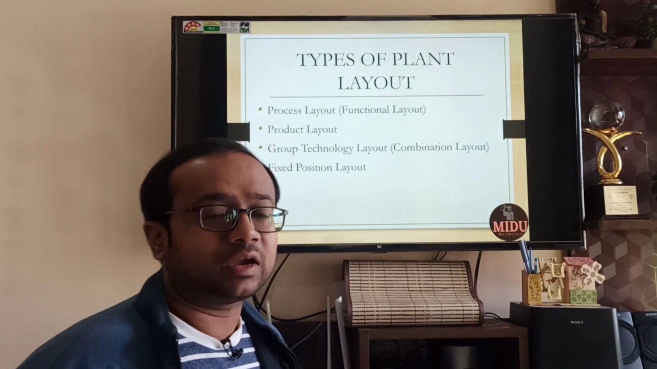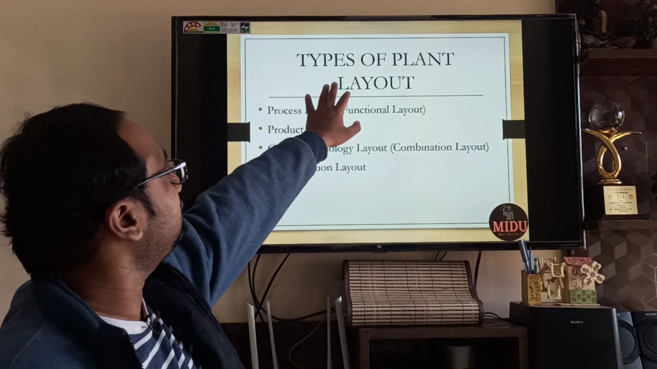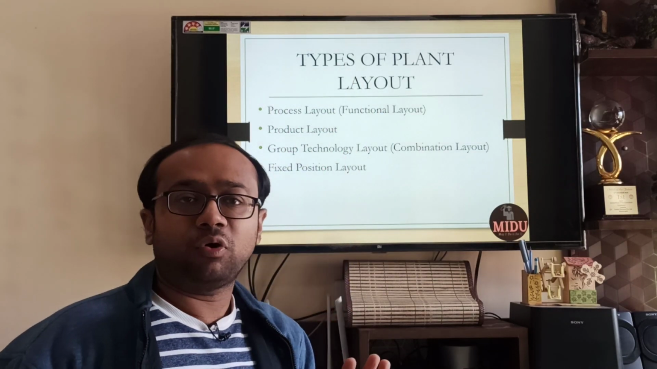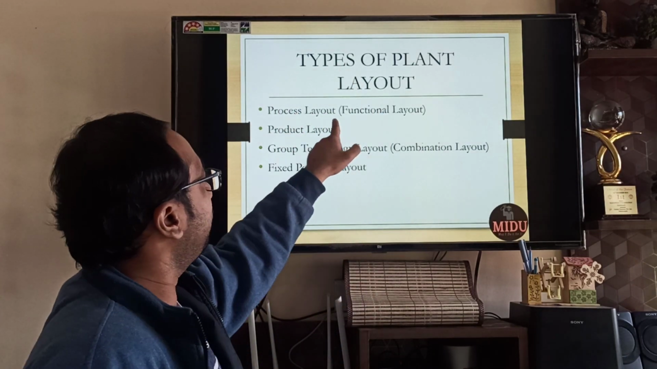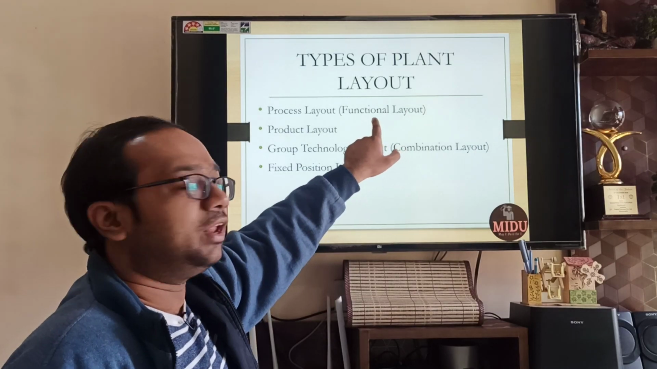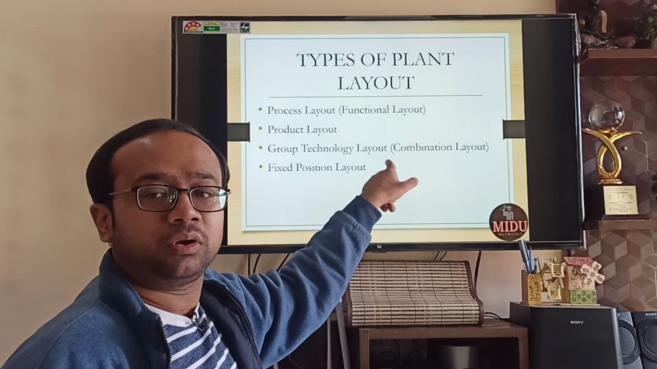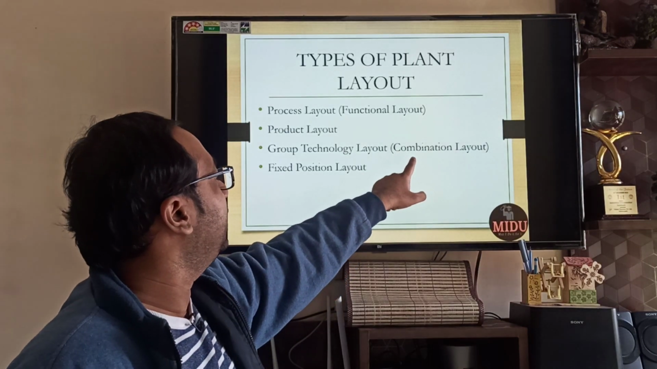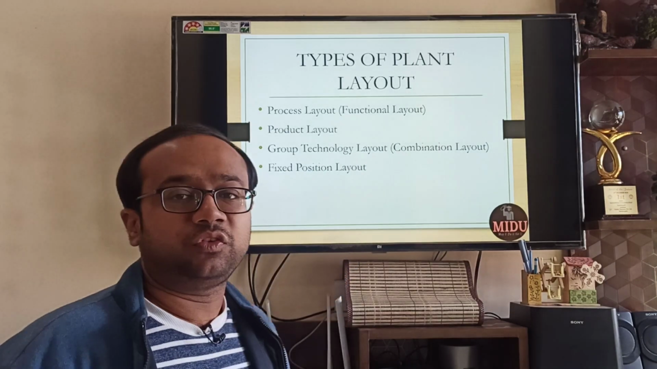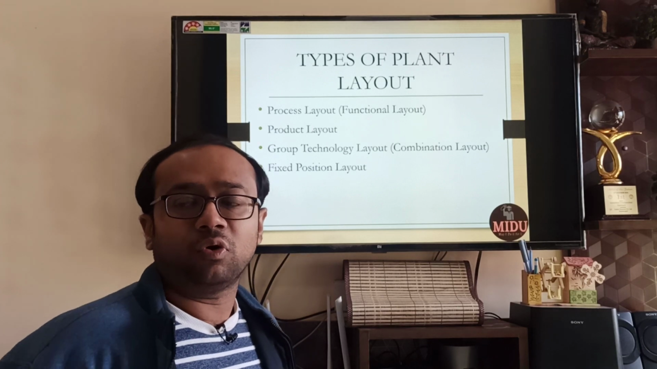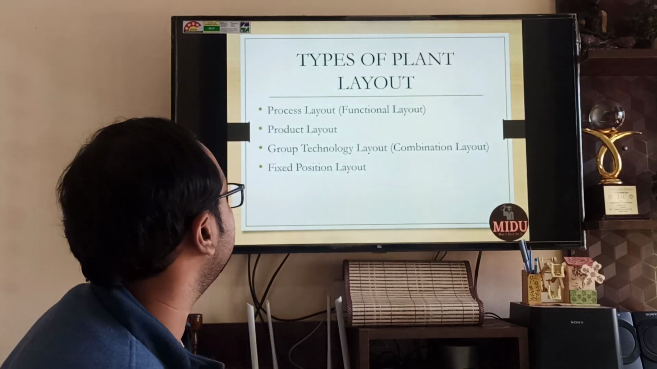Now let us move to the second part of today's video, in which we will discuss types of plant layout. And there are four types of plant layout. First is the process layout, also known as the functional layout. Second is the product layout. Third is the group technology layout, known as the GT layout or the combination layout. And fourth is the fixed position layout. Let us discuss these four through diagrams and features, then you will understand.